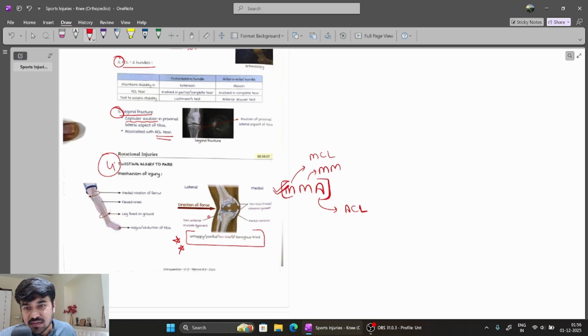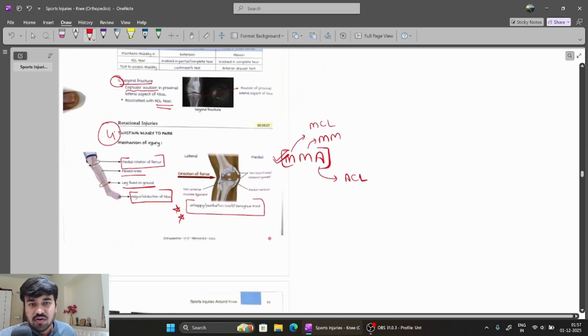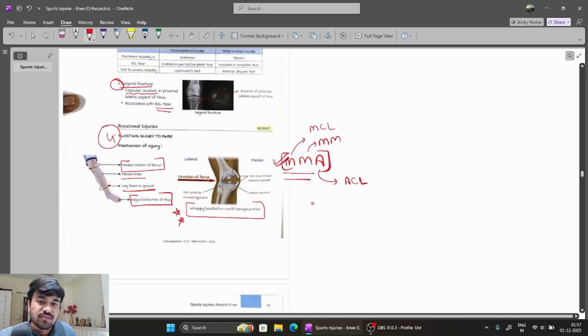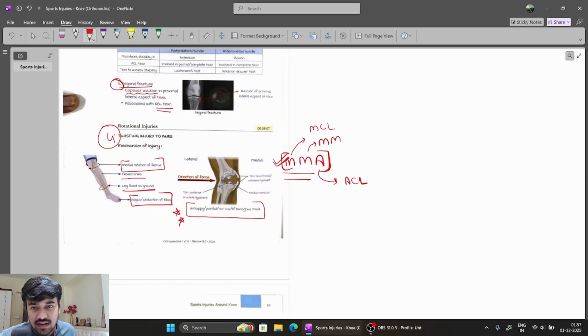And the mechanism of injury is basically the knee is flexed, the leg is fixed on the ground, and there is medial rotation of the femur and valgus force on the tibia, right? So this is the direction of force. The direction of force is from lateral to medial, which leads to valgus force on the tibia, which causes the terrible triad injury. All right. So the important part here is: which ligaments are involved? Medial collateral, medial meniscus, and the anterior cruciate.